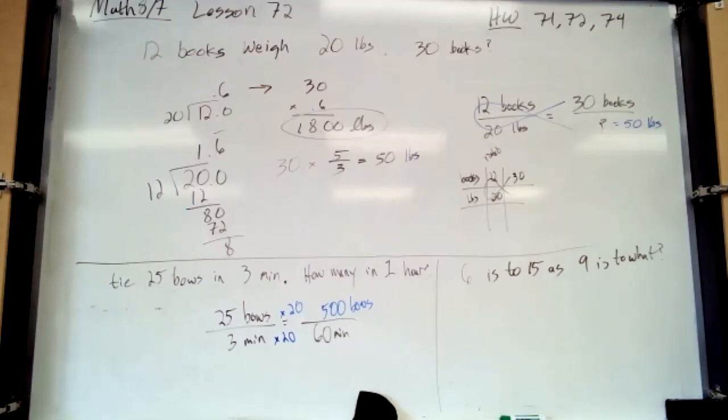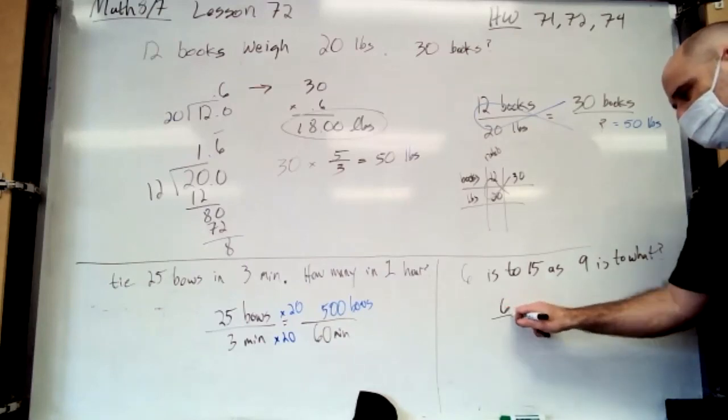What'd you get? 22.5. Okay. Anyone else get something? What'd you get? The same. 22.5? Okay. Don't you hate it when it's not a nice round number? It's a mean number. It's a decimal. But let's set it up.